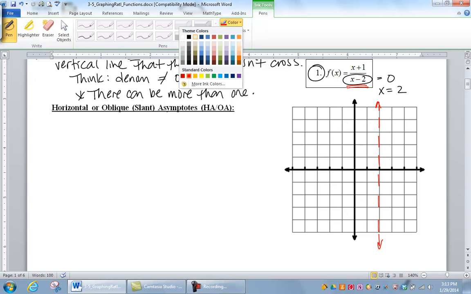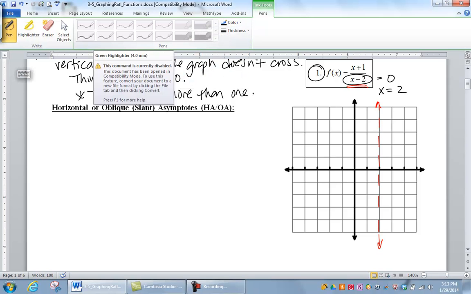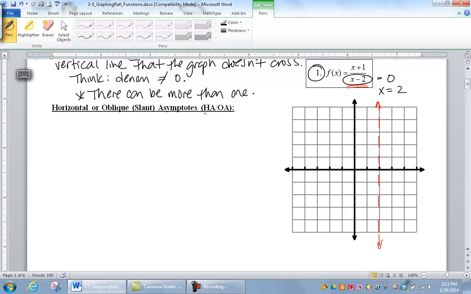We also have horizontal or oblique or slant asymptotes, denoted HA and OA. There are several steps that you're going to have to go through in order to figure out what these are. So here's the definition: a horizontal or slanted line that the graph approaches.